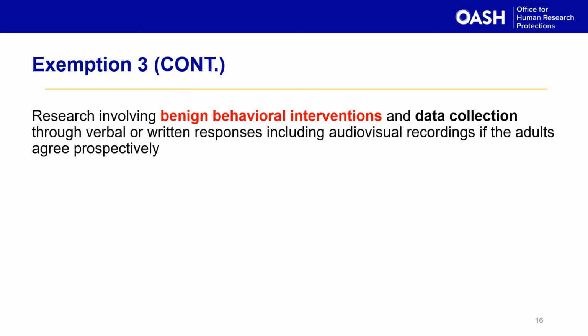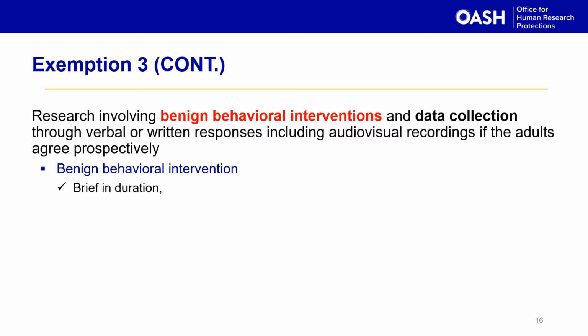Exemption 3 is for research with adults involving benign behavioral interventions with collection of information when subjects agree to the procedures prior to the research. Immediately, this can be distinguished from Exemption 2 because it includes interventions in addition to interactions. But what is a benign behavioral intervention?